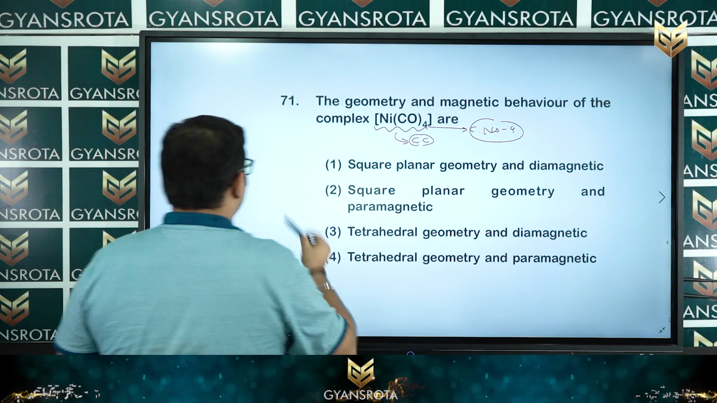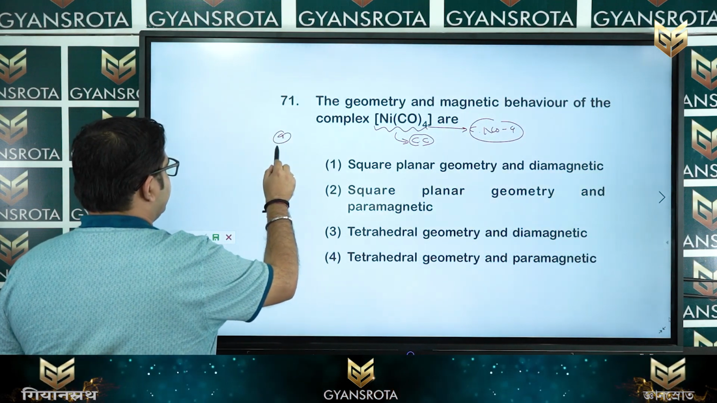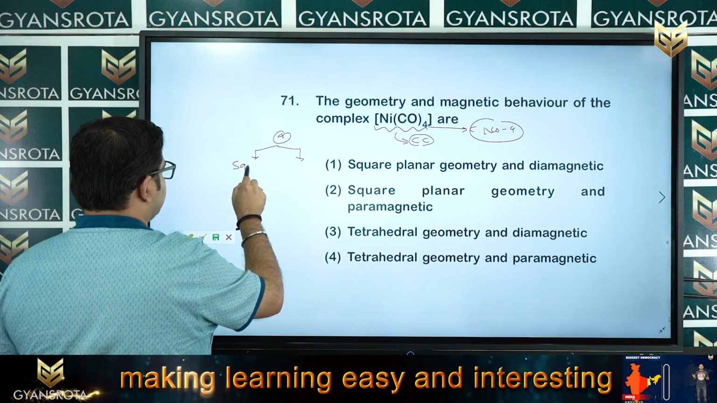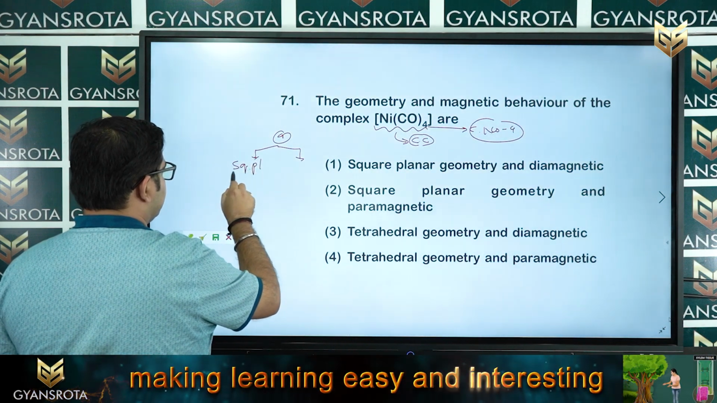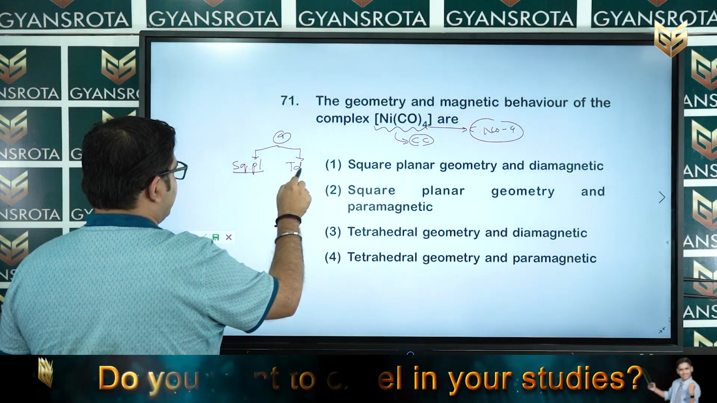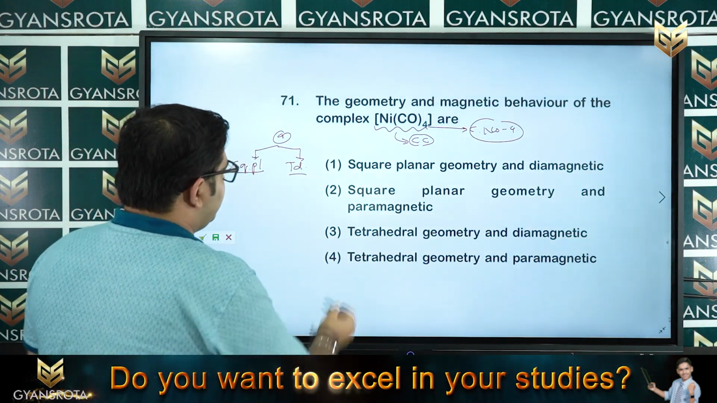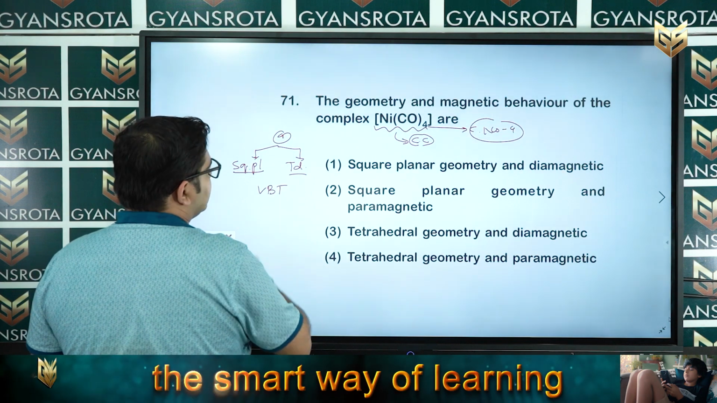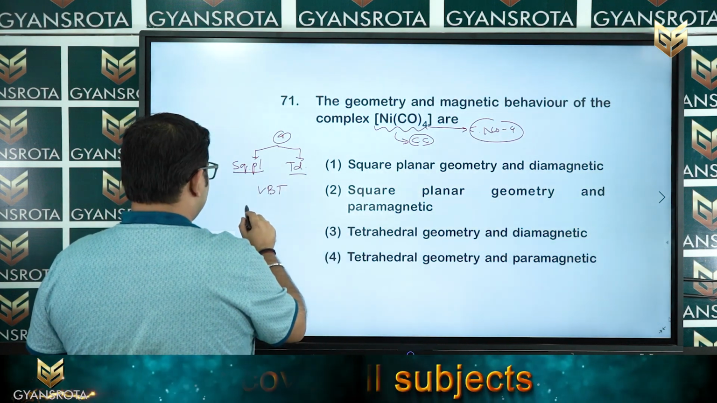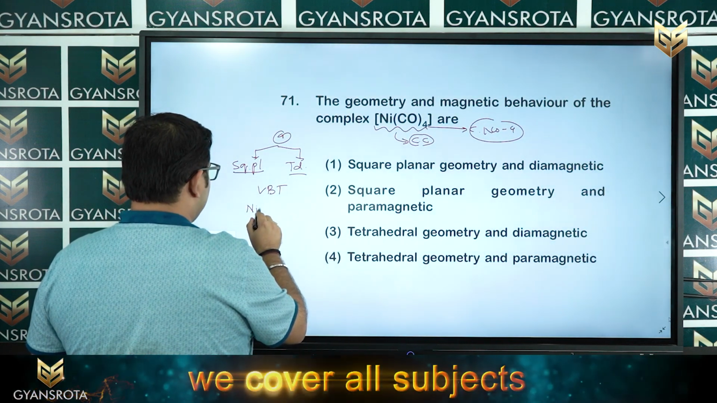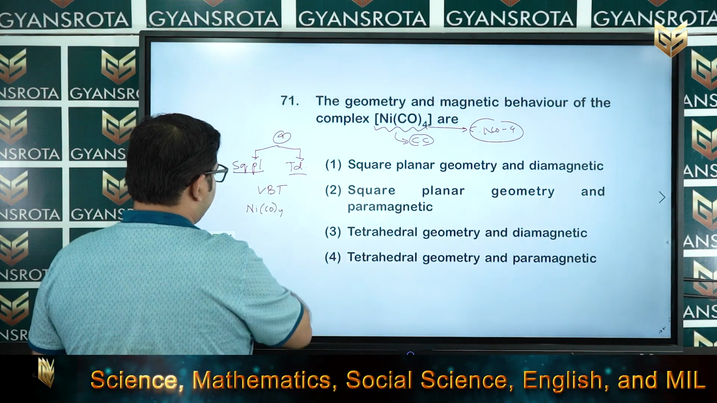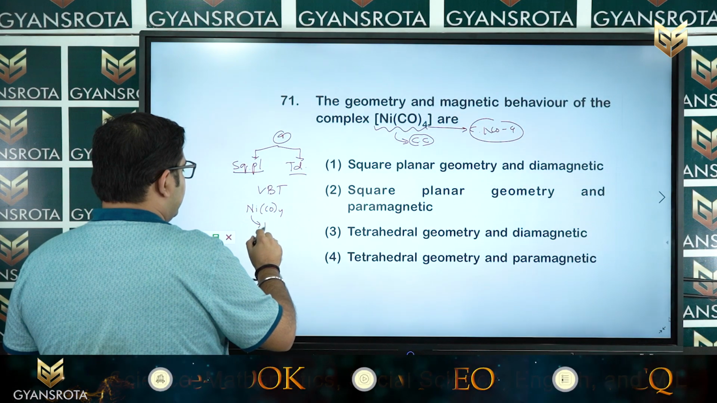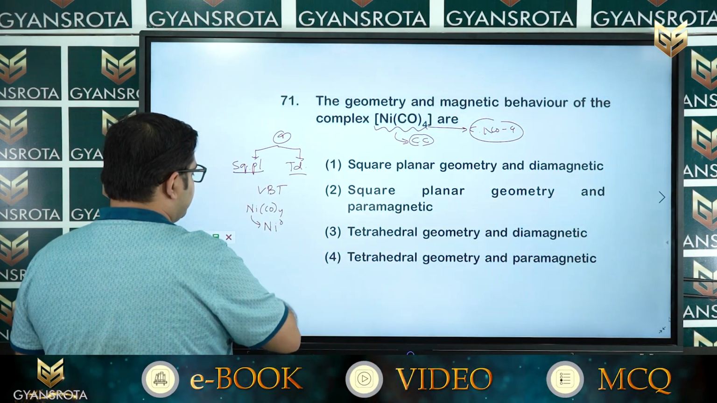So, with coordination number 4, there are two things: one is square planar, another one is tetrahedral. Now, if you see, according to VBT, if I draw this one, so nickel Ni(CO)4, okay. So, the nickel oxidation state is 0.